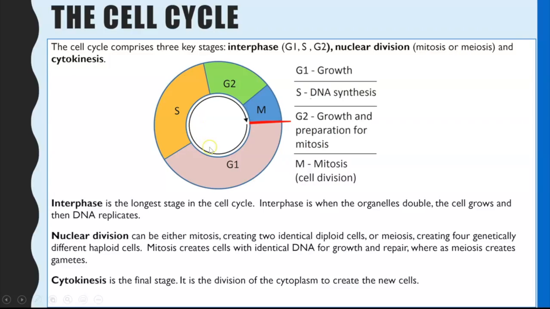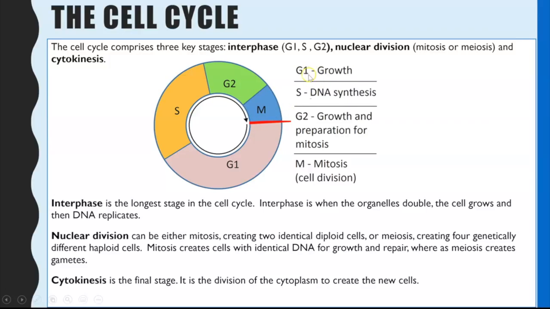So on this diagram, you can see that most of the cell cycle is interphase, about 90% or longer of the cell cycle, starting here at G1 all the way round to G2. This section here in blue, which is labelled M, so it's either mitosis or meiosis, or that could be called nuclear division. And then cytokinesis is this very, very quick stage here indicated by the red line, when the cytoplasm splits and you then have two new cells.